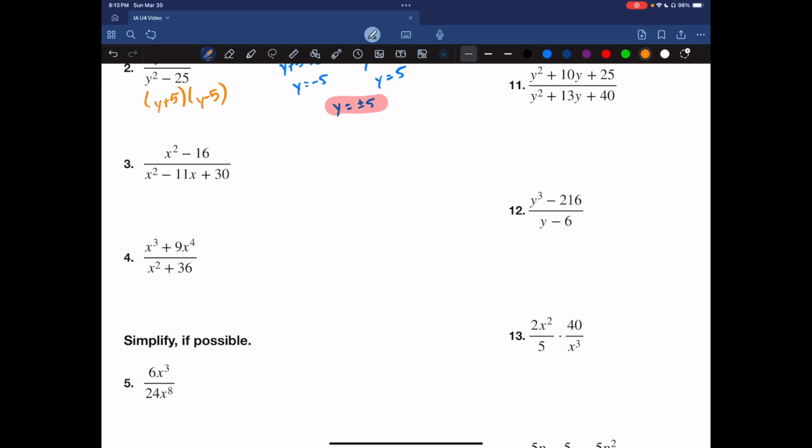Okay. Number 3, let's factor this. Okay, you have x minus, x minus, and it's minus minus because the second sign is positive, which means both signs are the same, and both signs are the same as the first. Okay. So what times what is 30 and adds to 11? Well, that's going to be 5 and 6. Okay, so once again, x minus 5 equals 0, x minus 6 equals 0, x equals 5, x equals 6. Right, so x equals positive 5 and 6 will make this whole thing undefined.